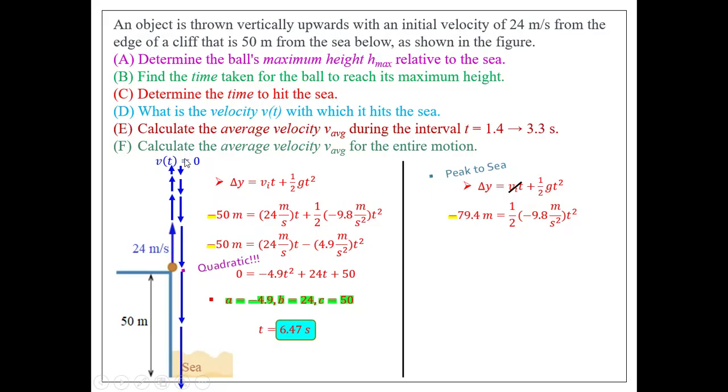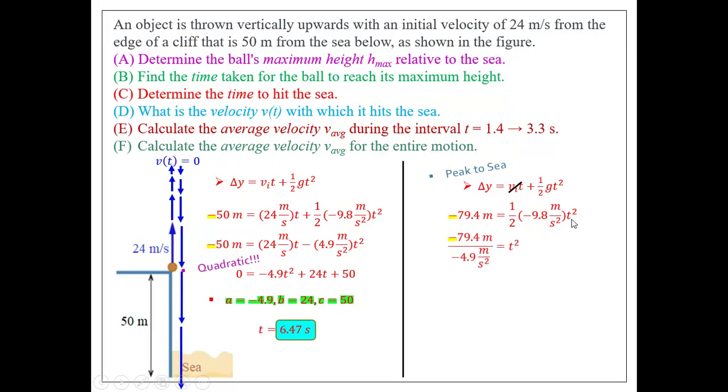So therefore, to go from peak back down, this is 29.4 plus an additional 50. So that'll give you 79.4. But again, if I start at the peak, it's moving downward. So delta Y is a vector, so you need to put the negative sign. All right, other than that, if I start at the peak, VI is 0. And then G, once again, is just plug in for negative 9.8.